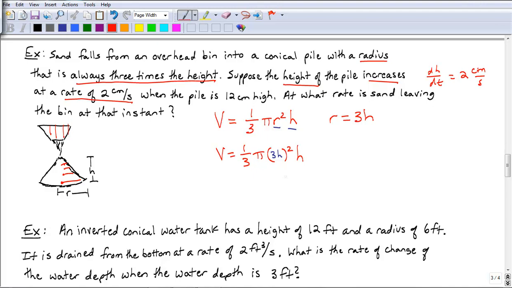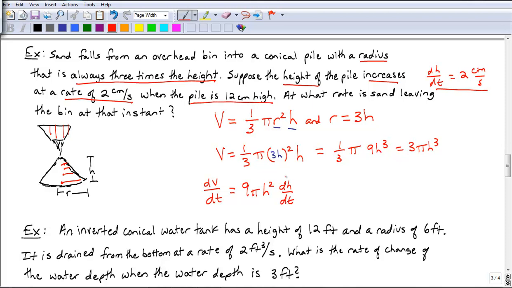And when I work this out, now I can get an equation that just has h's in it. I get 1/3 pi 9h cubed, which is 3 pi h cubed. So now I can take the derivative with respect to t. dV over dt is 9 pi h squared dh dt. We've decided before that dh dt is the 2 centimeters, because it's how the height is changing. It tells me the pile is 12 centimeters high when I'm looking, so I can solve for the change in volume, which is how much sand is leaving the bin.